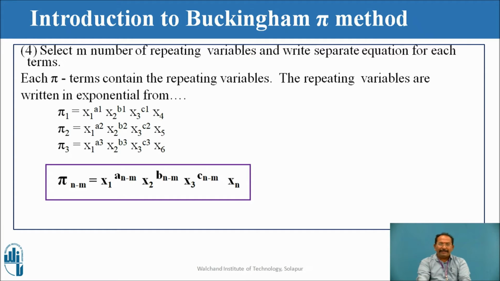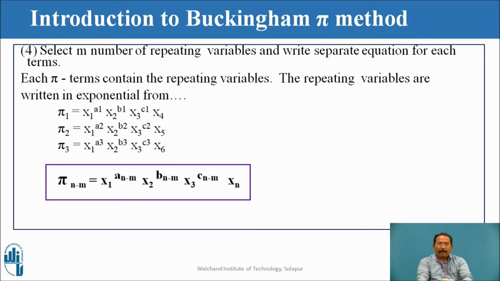We have to select the repeating variables in such a way that together they contain all the dimensions, but they will not form a dimensionless number. Then you have to select the variables such that one is a fluid property, one is a geometric property, one is a flow property. Variables with the same dimensions we cannot take as repeating variables. These are some 3-4 criteria for selecting the repeating variables. Each pi term contains the repeating variables, and non-repeating variables we can take on the side.